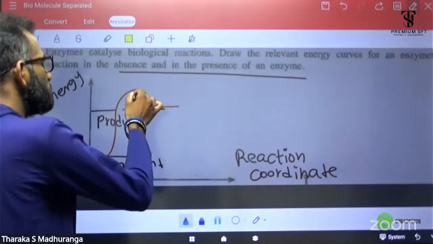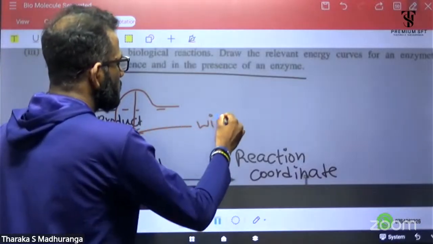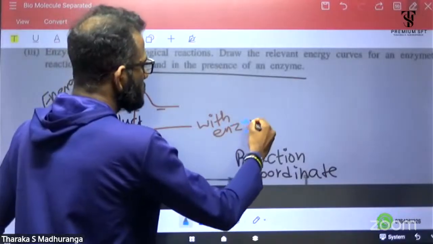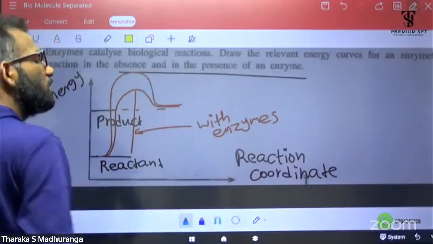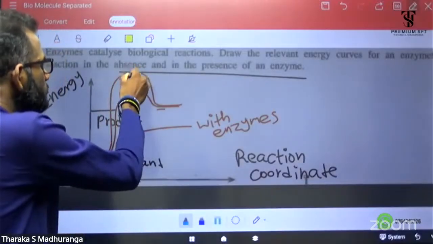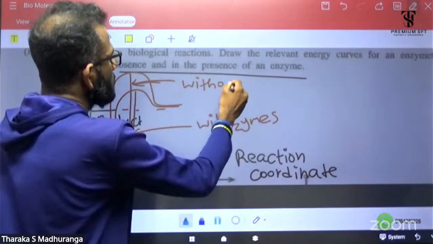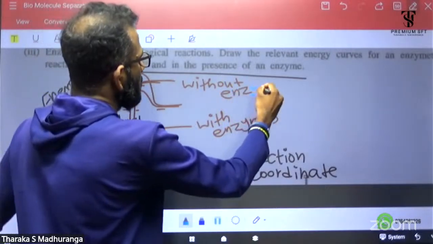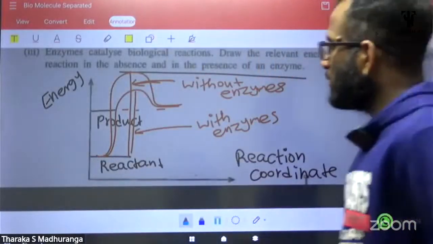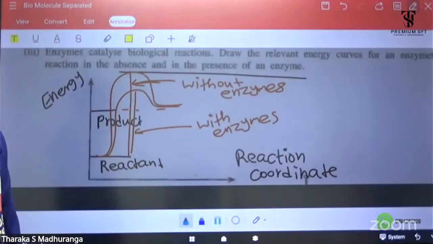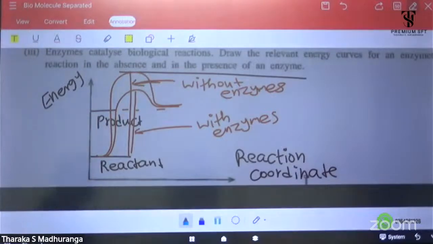This is with enzymes. You can name this as with enzymes. Draw a curve at a higher level than this. This is without enzymes. If you have all the data mentioned, you have full marks.